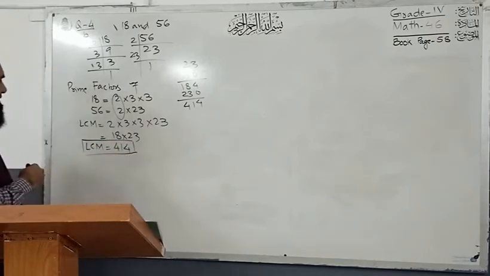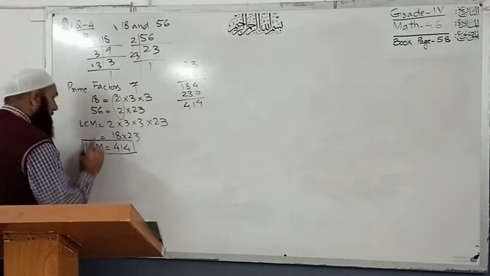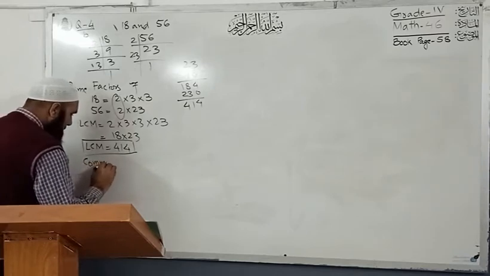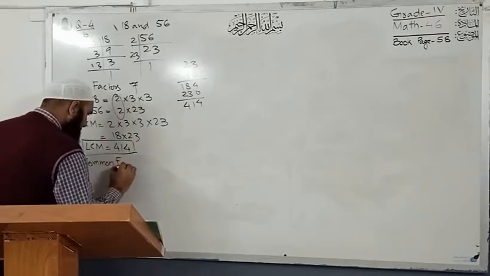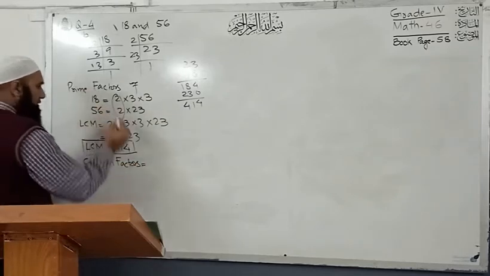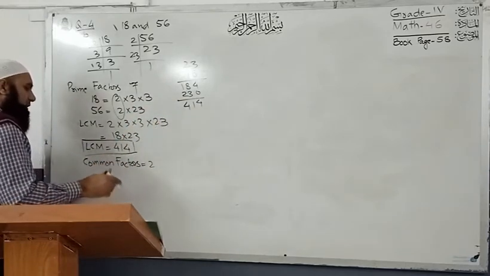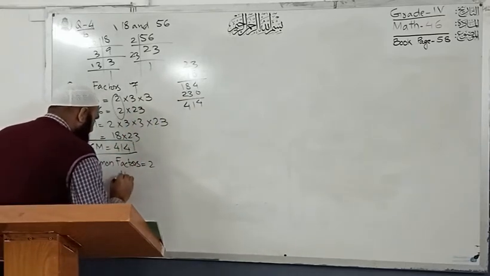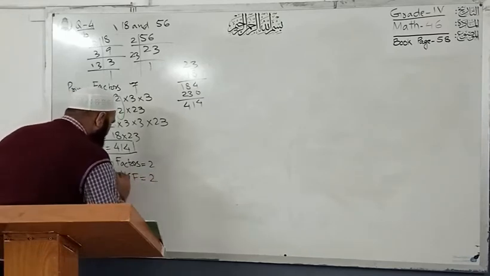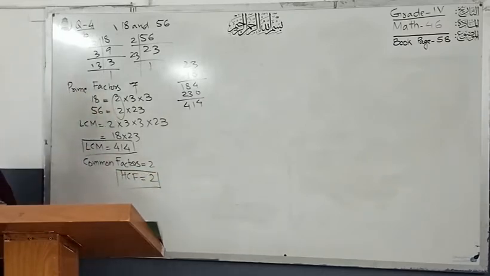Okay, now find the HCF. For finding HCF, we write the common factors from these prime factors. Common factors are only 2. There is no other common factor. Okay, so it is only the highest common factor. Because there is no other common factor, this is the highest common factor. Understand?